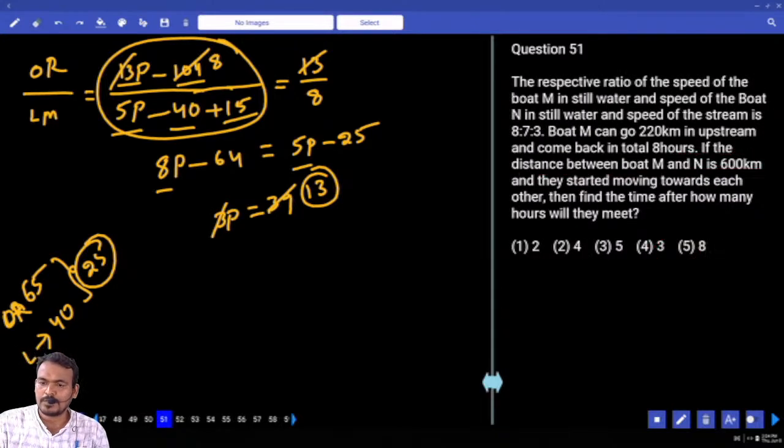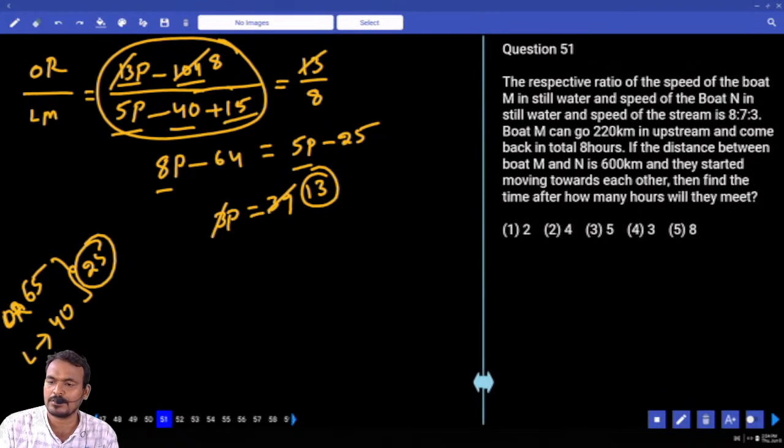Next, question number 51. The ratio of the speed of boat M in still water, the speed of boat N in still water, and the speed of the stream is 8:7:3. Boat M's speed is 8 parts, boat N's speed is 7 parts, and the speed of the stream is 3 parts.